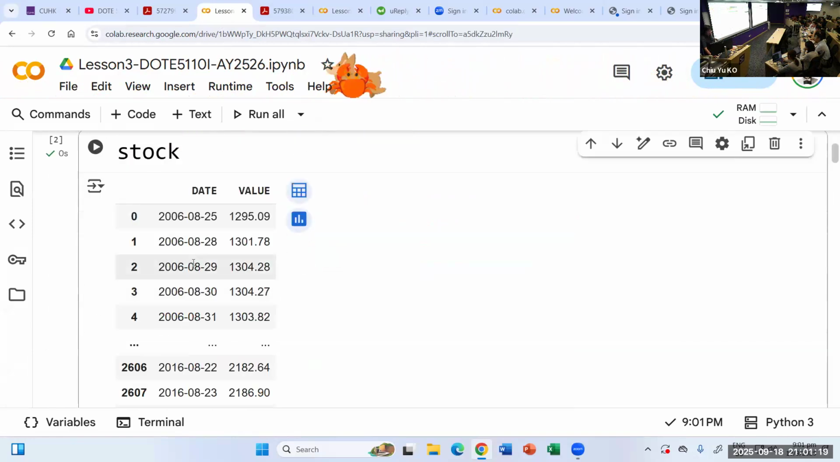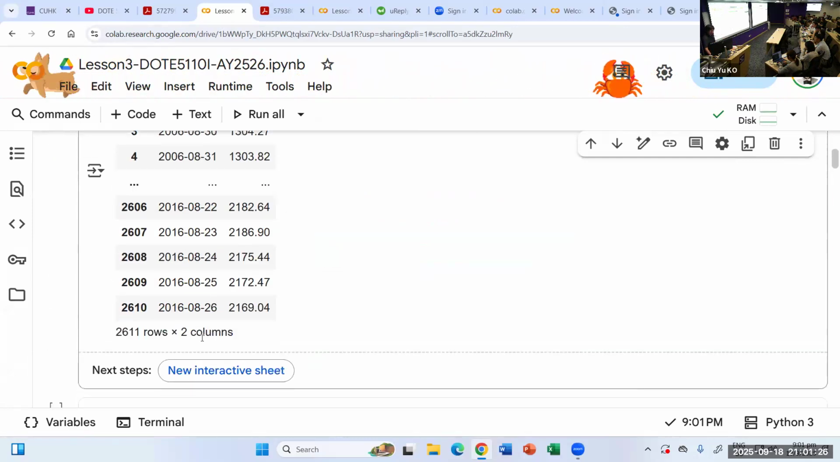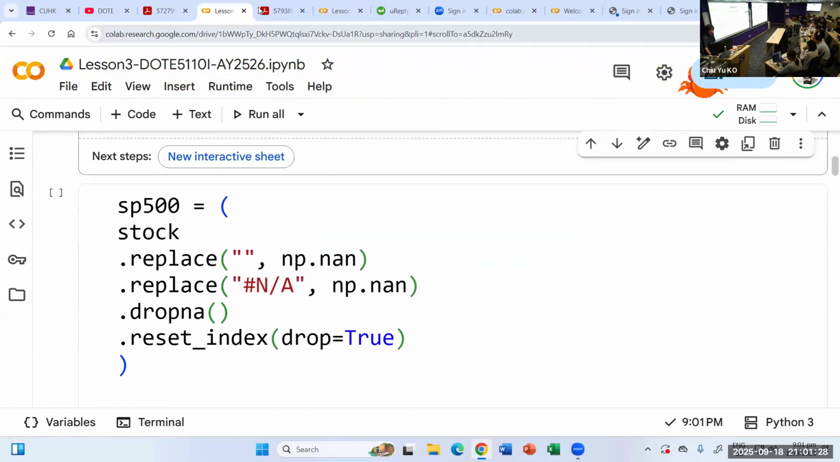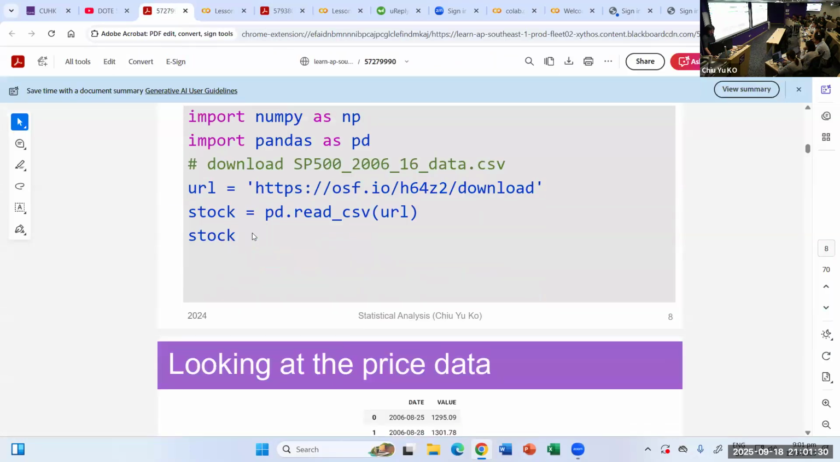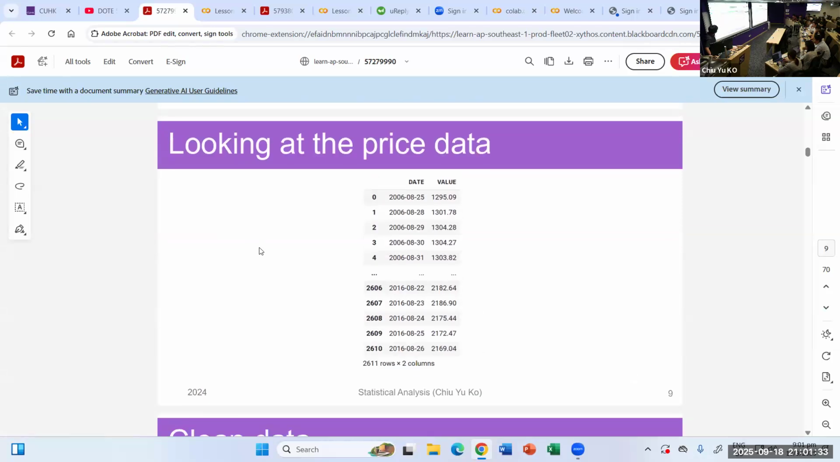And I look at the stock, it looks like this. It's the date, and the S&P 500 data. The stock index, so it's just a single number there. Now, I hope you're okay with that. This data is here.